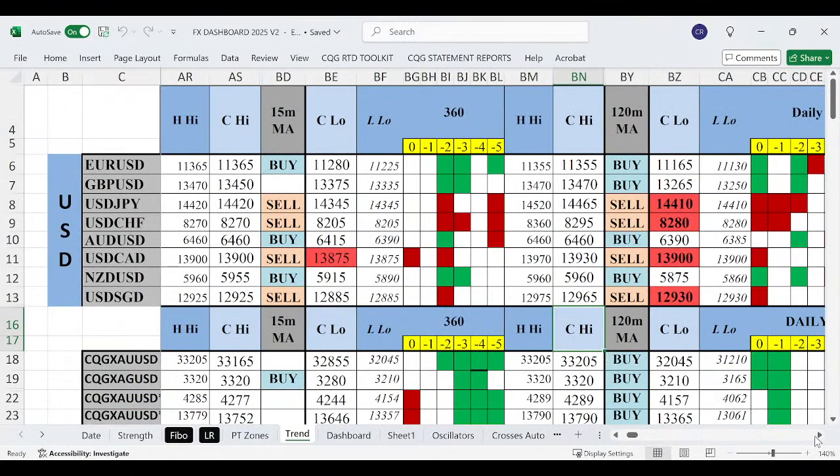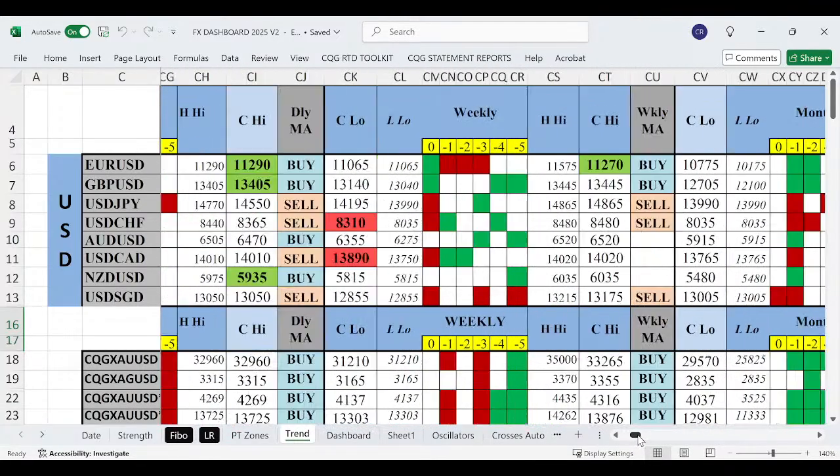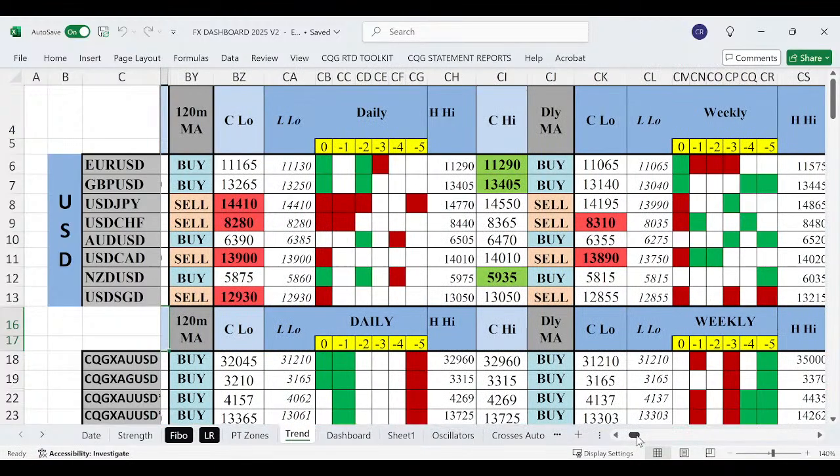If you look into this right now, we are seeing strength on the euro. Just give me a minute. Sorry. So we are seeing strength on the euro on the daily, pound on the daily, dollar yen is weak, Swiss franc is weak, dollar cad is weak, New Zealand, and flat on the Aussie.